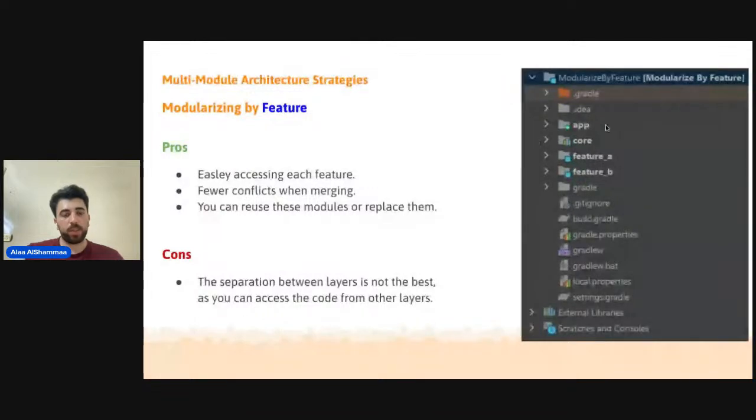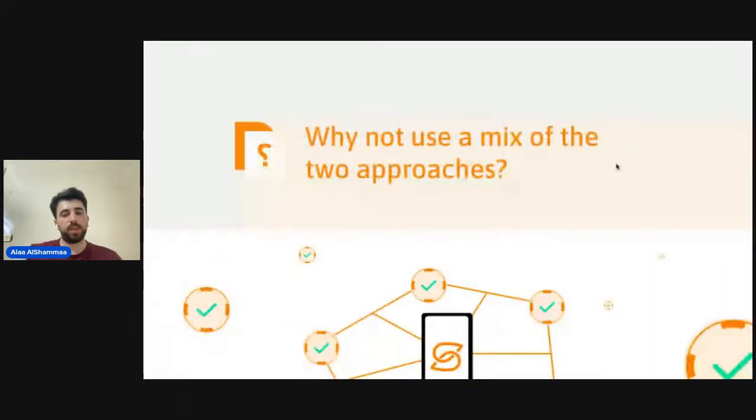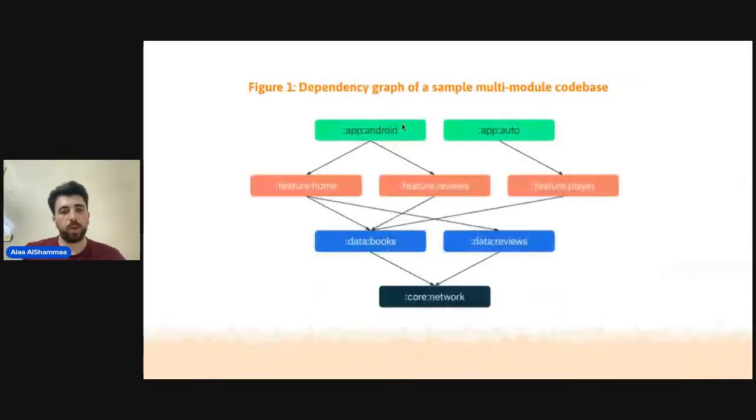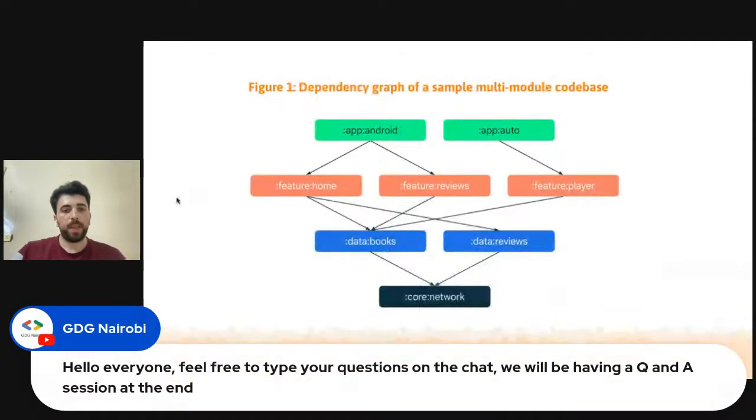So why not use a mix of the two approaches? Why not mix the modularization by layer and modularization by features? Let's take a look at an audiobook player architecture as an example. Let's say we have an audiobook player. That audiobook player has three main features: home, reviews, and the player, which actually plays audiobooks.